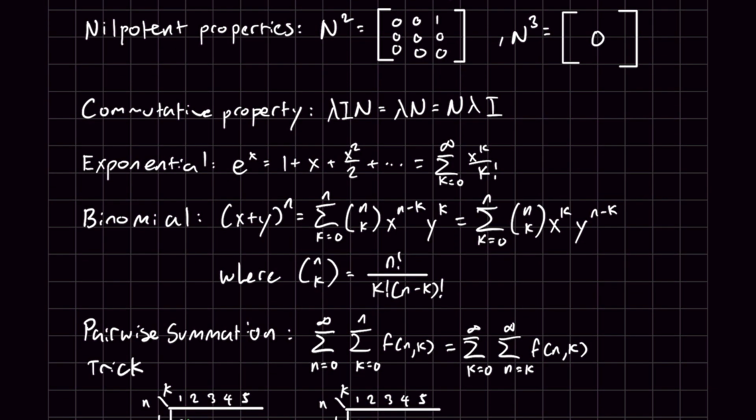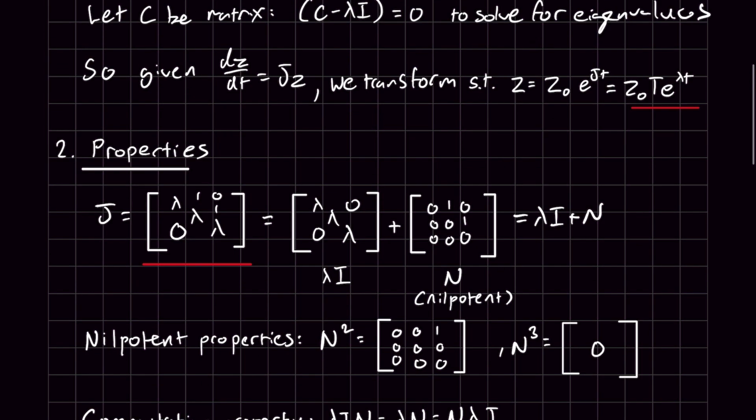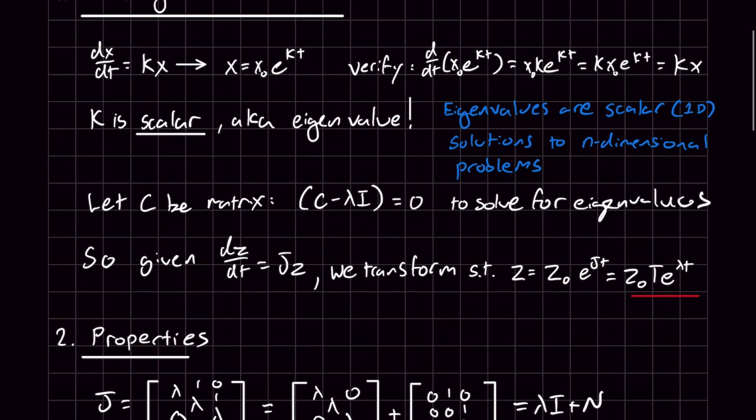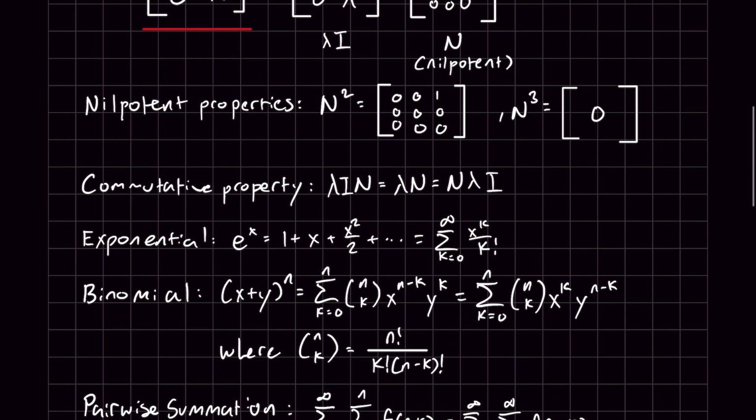All right, and then what other things do we need to know? Since we're going to be dealing with exponential terms, as you see here, e to the jt, e to the lambda t, we'll probably want to know what it actually means. So here's the definition of an exponential, which is the sum from k equals 0 to infinity of x to the k over k factorial.